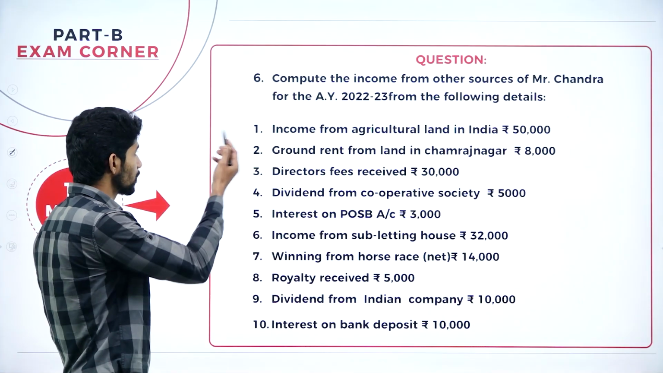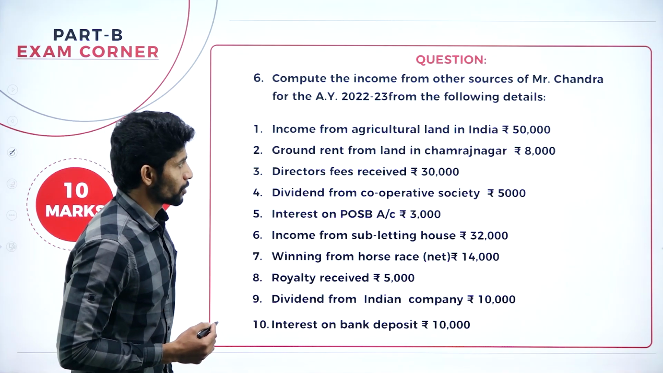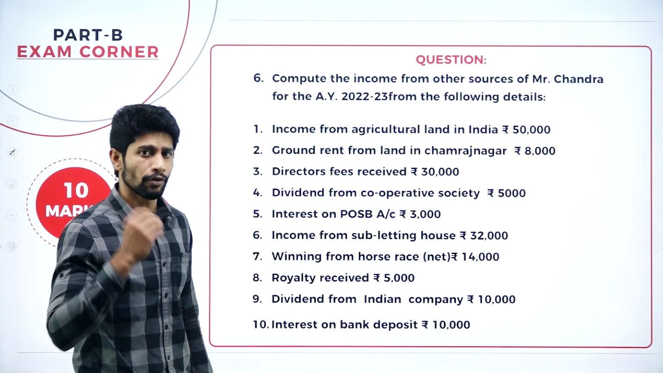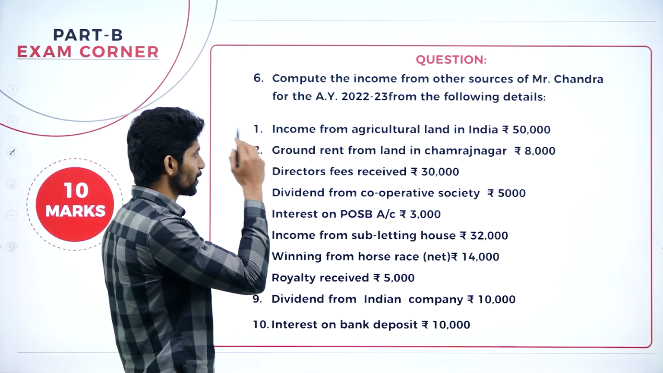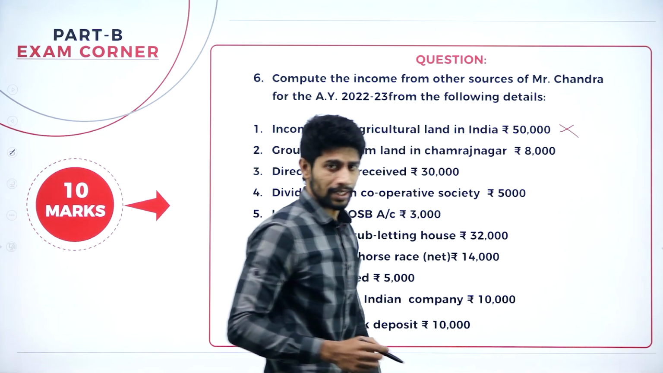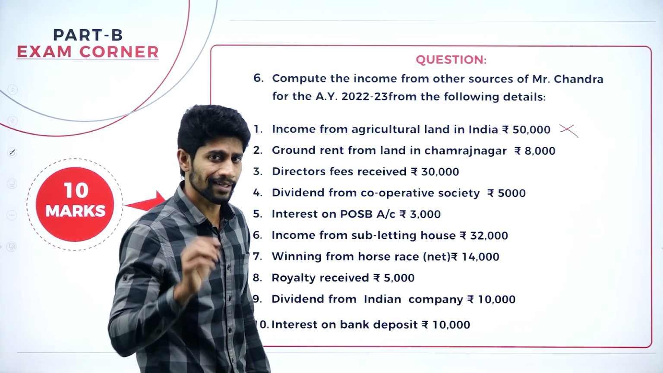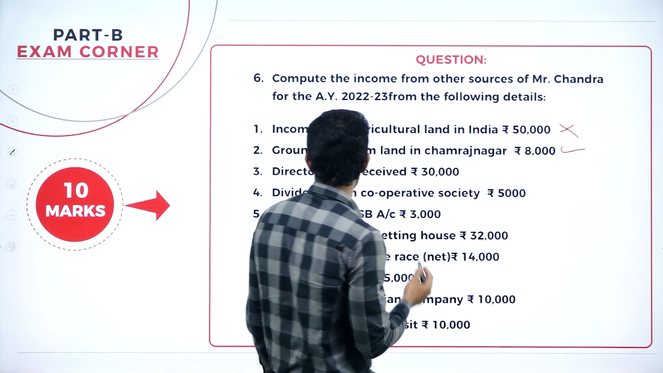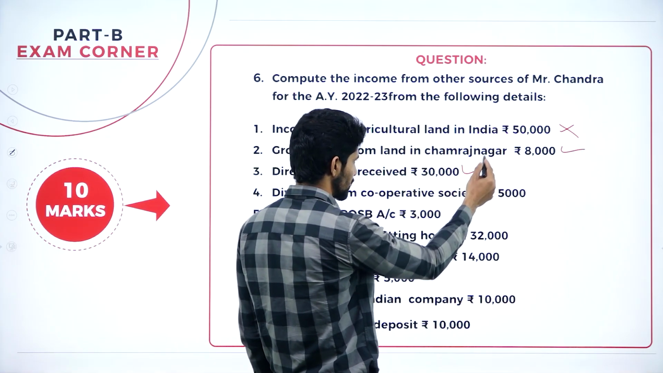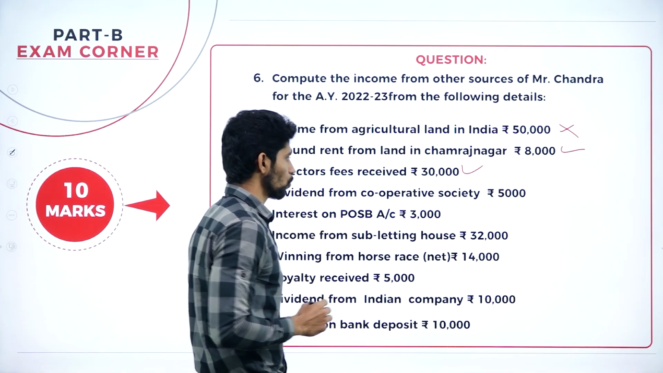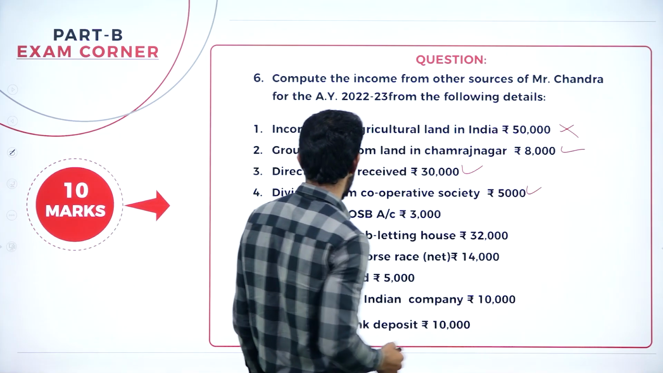Next question: compute the income from other sources of Mr. Chandra for the assessment year 2022-23 from the following information. Income from agricultural land in India, this is exempt, right? Income from agricultural land in India is exempt. Next, ground rent, yes, it is taxable. Next, director's fees, yes, it is taxable under income from other sources. Next, dividend from cooperative society, yes, taxable.